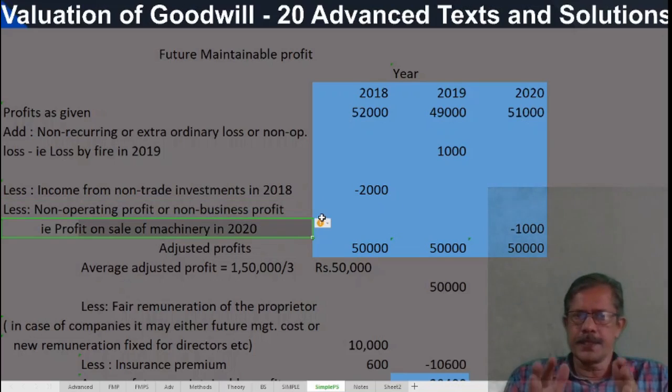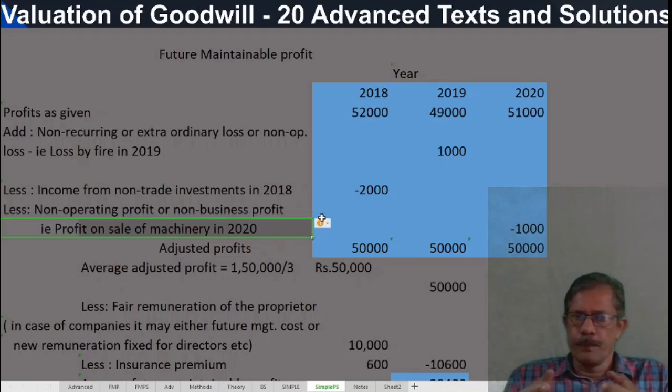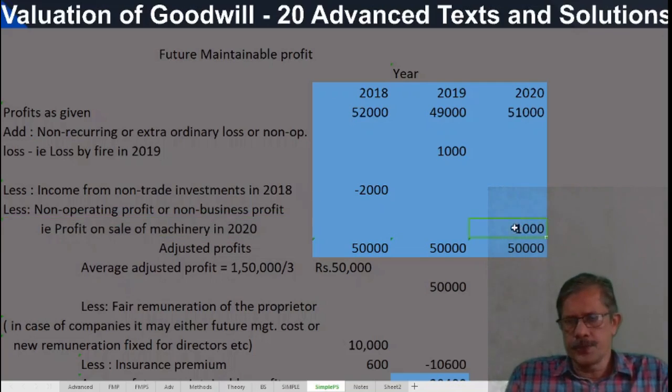Why are these items deducted or added? That should be studied. We are calculating future profit, so future operating profit. So income from non-trade investments should be deducted. Profit on sale of machinery is a non-operating profit, so that also should be deducted. That is in 2020, 1,000 rupees, that is deducted.